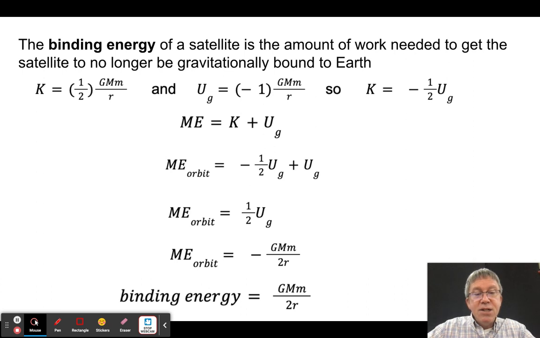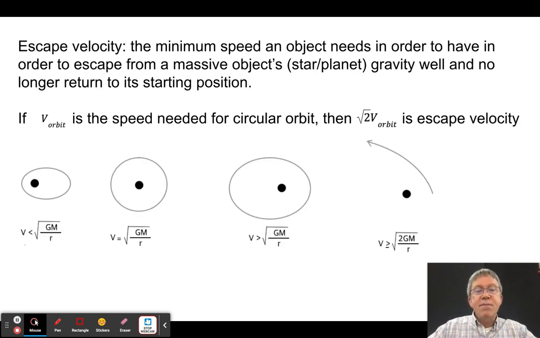And the binding energy would be this: if I add this much energy to that object in orbit, then what happens is it no longer has any kinetic energy and it no longer has any gravitational potential energy. So it is no longer bound to the object it had been orbiting. So that's what binding energy means. If you add this much energy to an orbiting object, it's no longer gravitationally bound to that thing it had been orbiting. Now let's talk about escape velocity. Escape velocity is related. All right, so let's think about this.